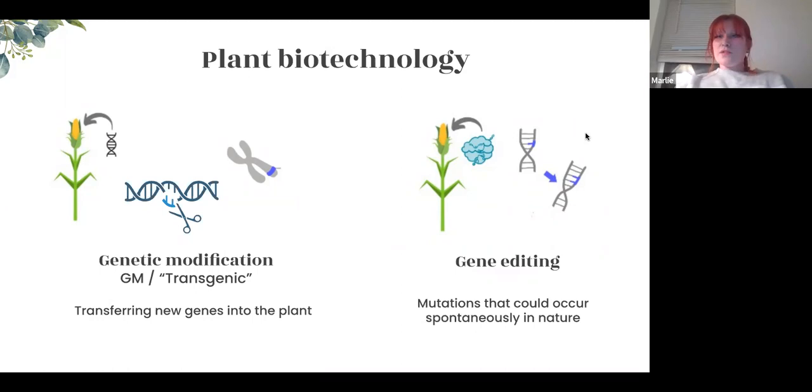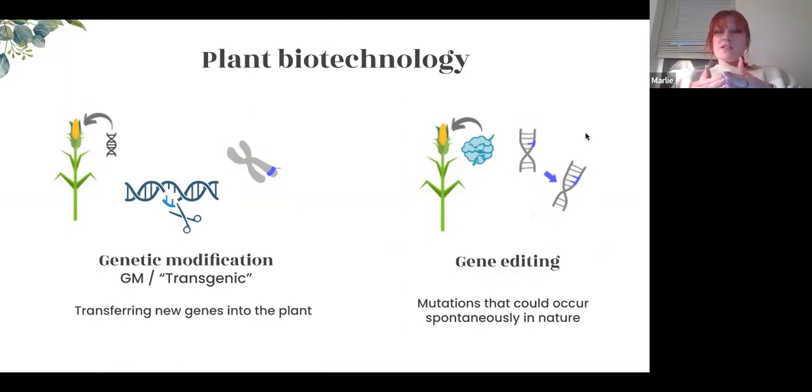But it's also commonly used in things like corn, where we're taking resistances from different types of bacteria, and we're putting in so our corn plant is now resistant to some sort of insect. On the flip side of gene editing, we're basically doing what breeders could do, but at a much quicker rate.